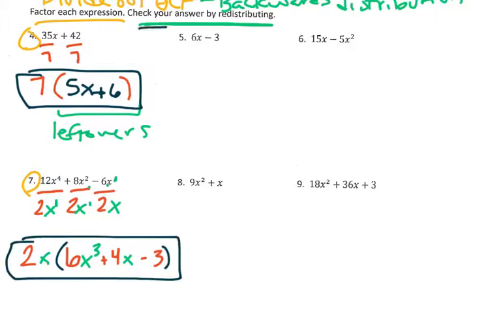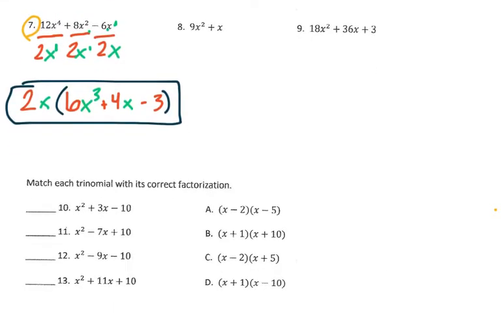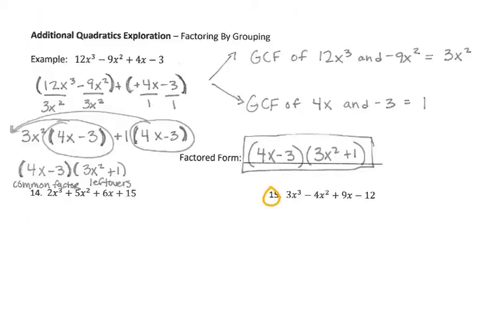Remember that you can check your answer by redistributing, so if we take that 2x and multiply it back in, 2 times 6 becomes your 12, and x times x to the 3rd becomes x to the 4th, and so you can see that those multiplying back in would actually get you back to the original question. Alright, the next ones here are going to be part of your assignment, so go ahead and do those later.